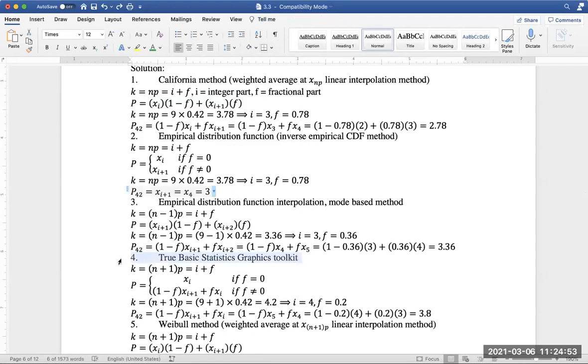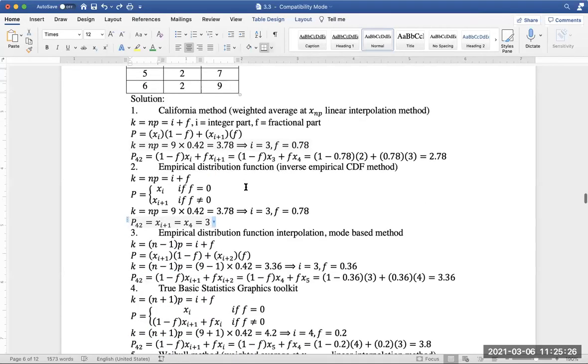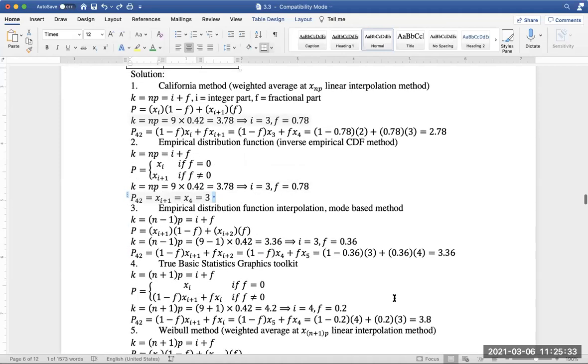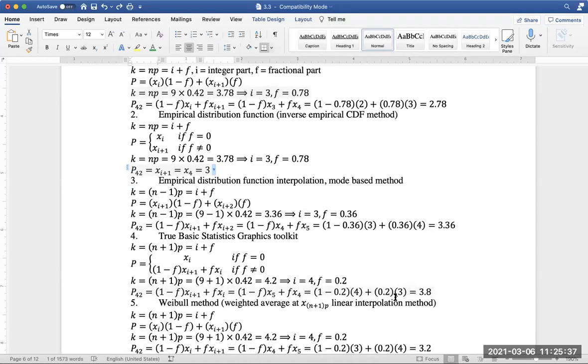Next, the basic graphics toolkit method. So K is equal to N plus 1 times P. So 9 plus 1, 10 times 0.42 is 4.2. Well, that's certainly not equal to zero. The 0.2 is not zero. So I'll do an interpolation. So it is 20% of the number in the fourth position, 20% of 3 plus 80% of the number in the next position, which is 4. So I get 3.8, yet a different number. So 4 differing calculations, 4 differing numbers for the 42nd percentile.